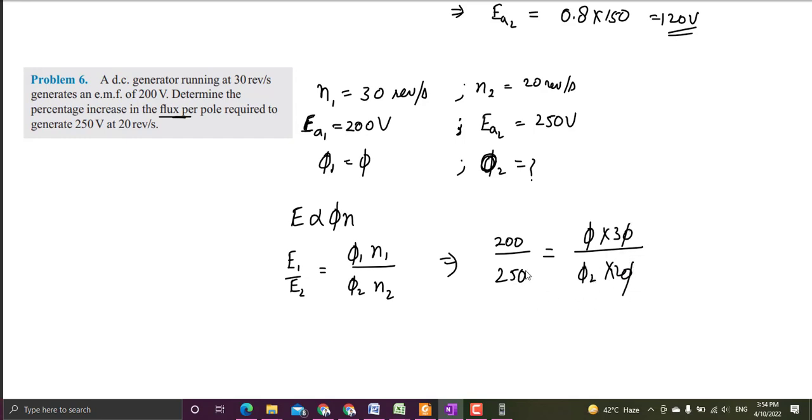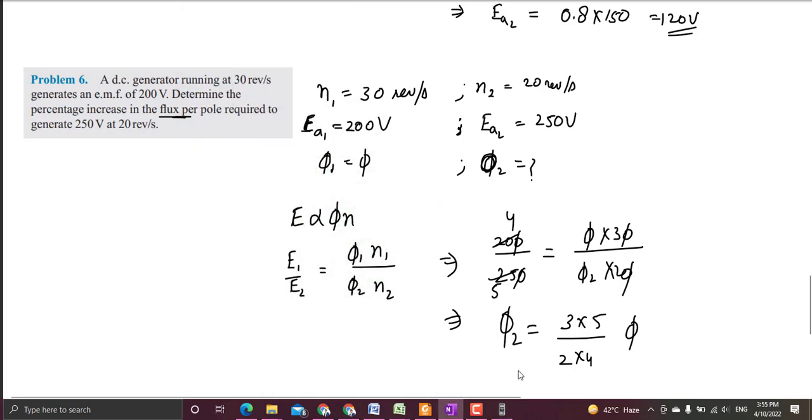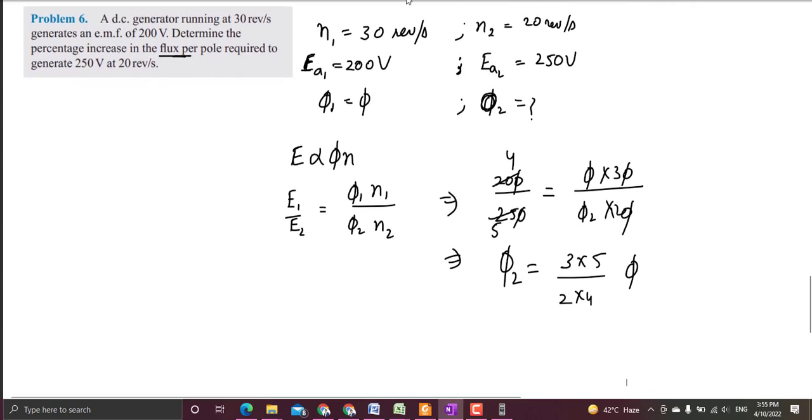So the zeros cancel, and I can write phi 2 is equal to, taking this to the other side, 5 fours are 20, 5 fives are 25, so 3 into 5 divided by 2 into 4, which is 15 by 8. 15 divided by 8 is equal to 1.875, so phi 2 is equal to 1.875 phi. Now you see how much is the increment.